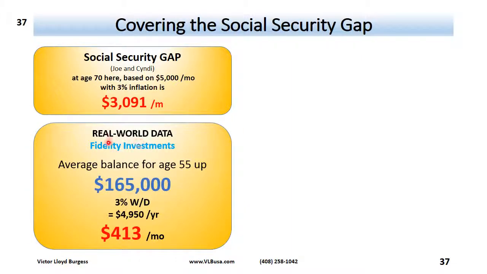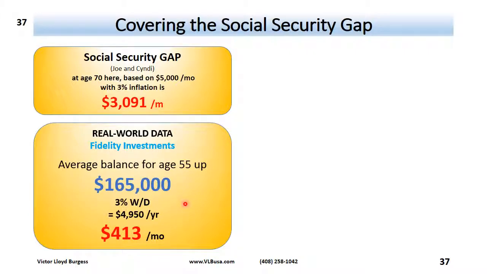Now, real world data from Fidelity Investments, they did a report, and they looked at the average 401k accounts from Fidelity Investments, which is one of the largest 401k providers in the world. The average person age 55 and up had about $165,000 in their 401k account. Now, who can retire on that? Then we applied our rule of thumb 3% withdrawal rate so that you have a 50-50 chance in an investment account of lasting 20 or 30 years. That gave you $4,900 a year, or $413 a month. Well below the $3,000 we need.